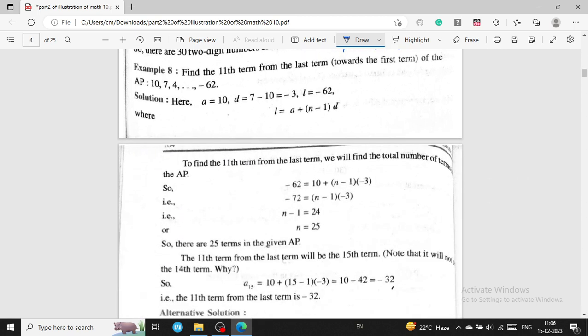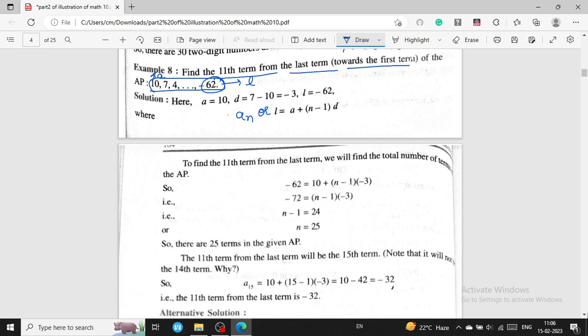In the next example, find the 11th term from the last term towards the first term. We have been given this series. In this series, this is the first term and this is the last term. So a is equal to 10, d is equal to 7 minus 10, that is minus 3, and the last term L is equal to minus 62. You can write L or you can write an, both are the same.